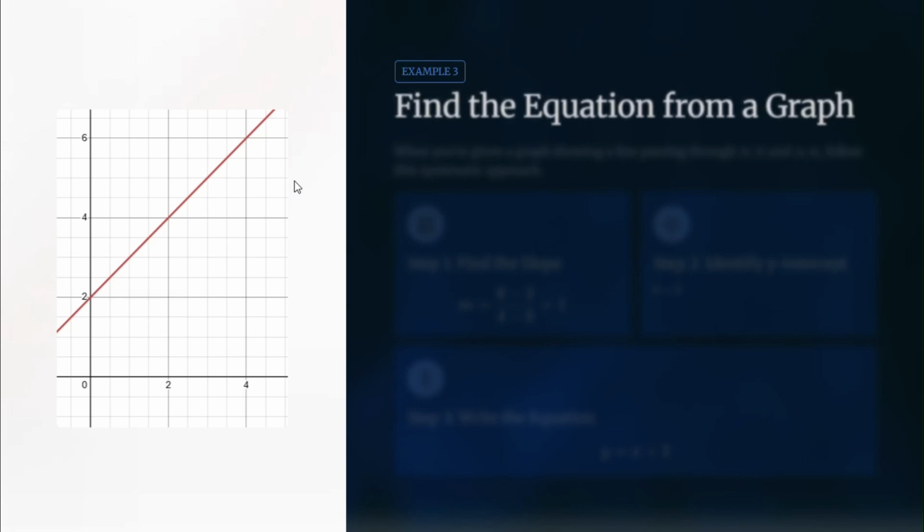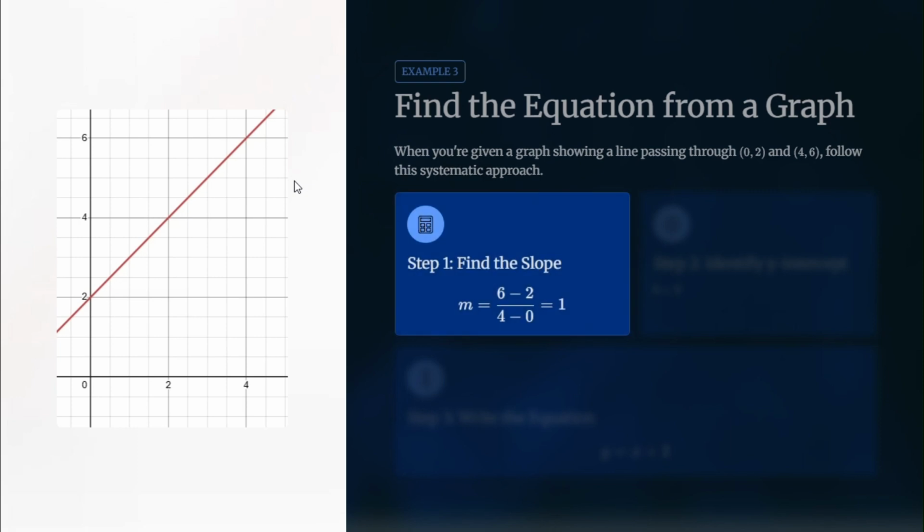So the first thing I'll need to do is find the slope. In order to find the slope, I'll do the difference in y coordinates, or the difference in rise, over the difference in run, so the difference in the x coordinates. So my slope m will be equal to (6 minus 2) divided by (4 minus 0). So that will be the equivalent of 4 over 4, which is 1. So my slope is 1.